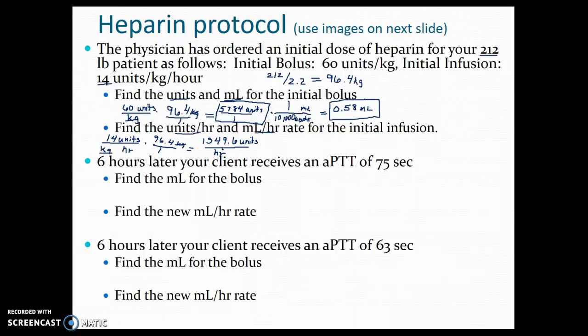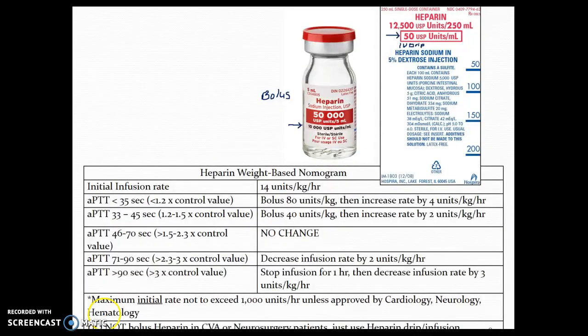So I want to look at my protocol, make sure that that is under the maximum, and I also want to look at the med that is available for the IV drip. So the maximum initial rate is not to exceed 1,000. Ooh, we were at 1,349.6, so we have a problem there. The med has 50 units per mL.